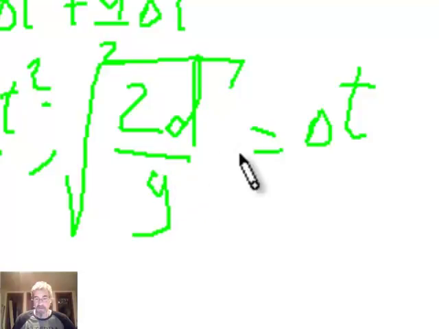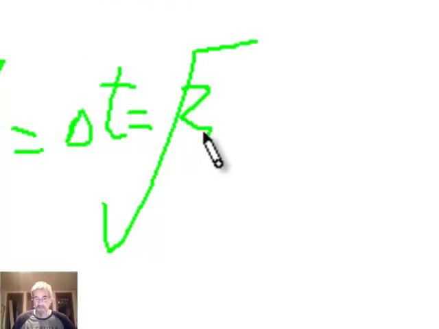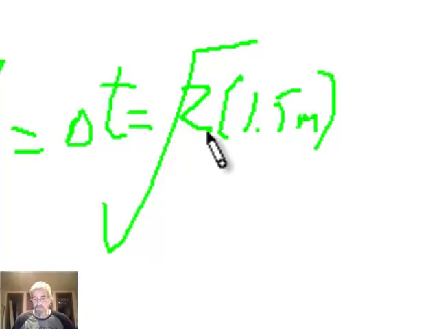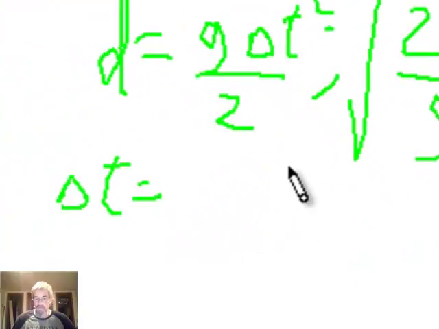Delta t is equal to the square root of 2 times 1.5 meters divided by 9.80 meters per second squared. And then when I finally do my calculation, I will get seconds, because the meters cancel out, and the answer, when I calculate it out numerically, is 0.55 seconds.